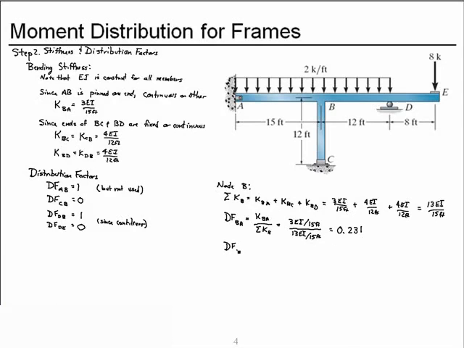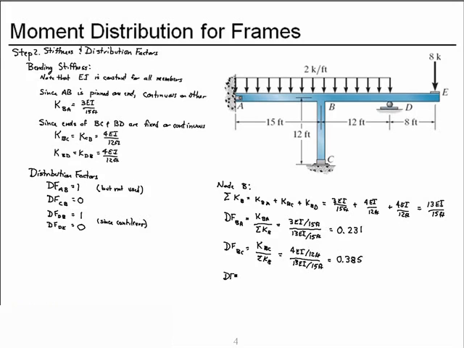Distribution factor for member BC. The stiffness for member BC over the sum of all the stiffnesses at that node, we have 4 EI over 12 feet divided by 13 EI over 15 feet, and that gives us 0.385.